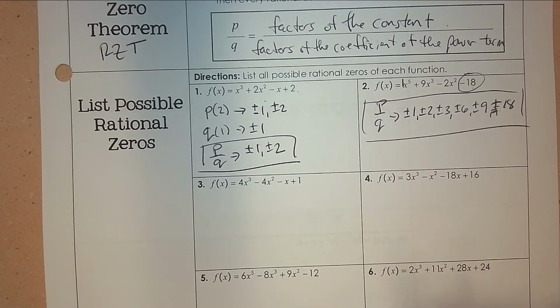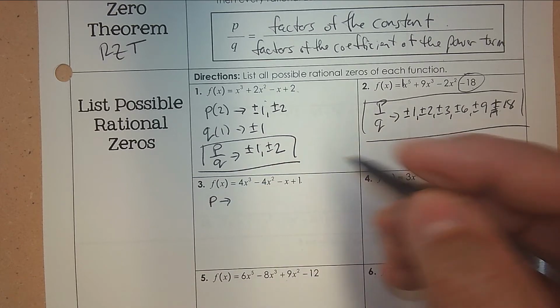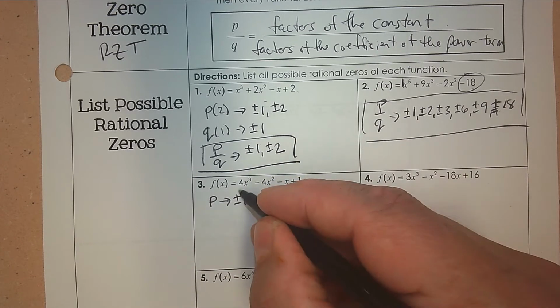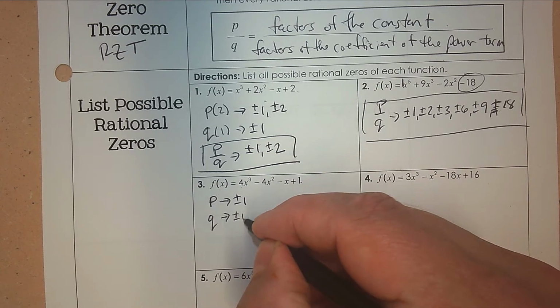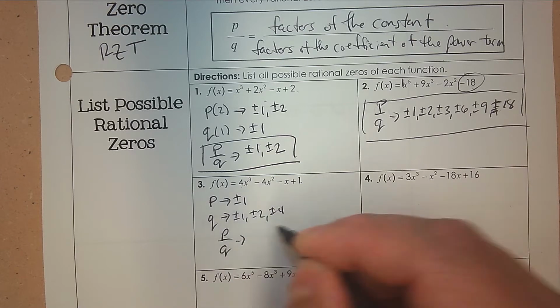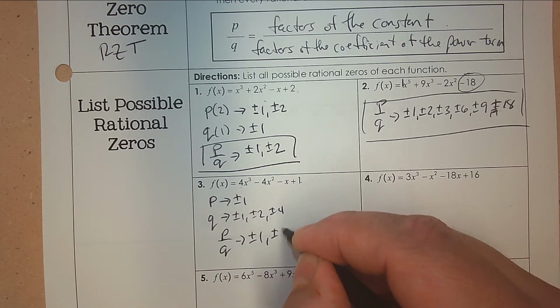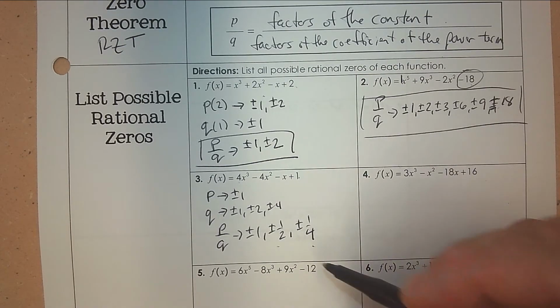Number 3, notice the leading coefficient is not 1, so I do have to write it out. So for P, it's just 1. For Q, that's the leading coefficient. What are all the numbers that go into 4 evenly, which are 1, 2, and 4? Then the list is dividing. So 1 divided by 1, 1 divided by 2, and 1 divided by 4. Those fractions are rational numbers still. You know exactly where they are on the number line.